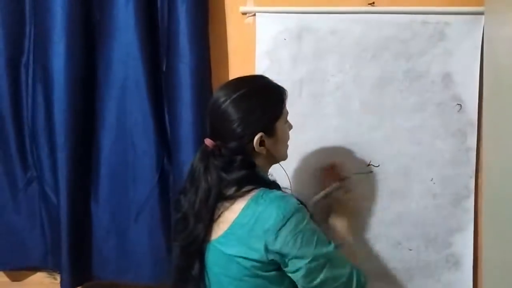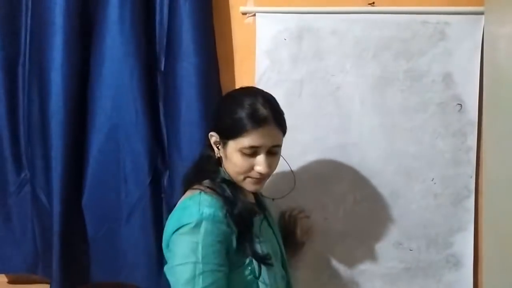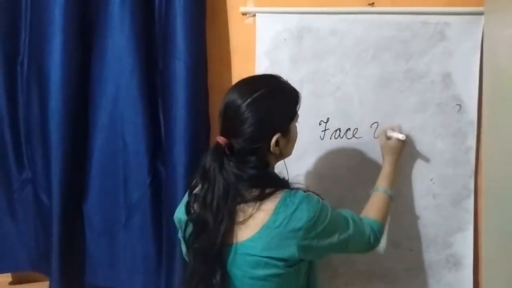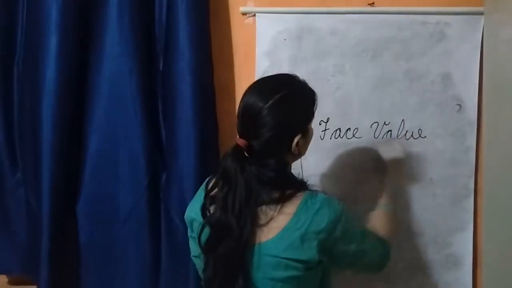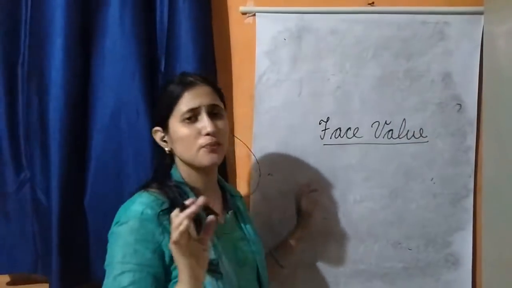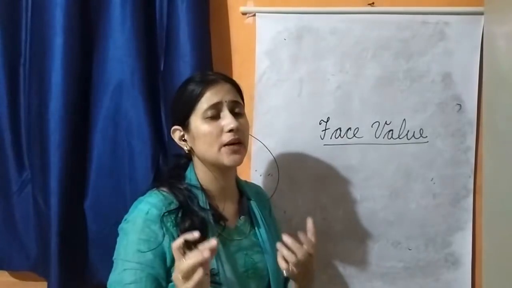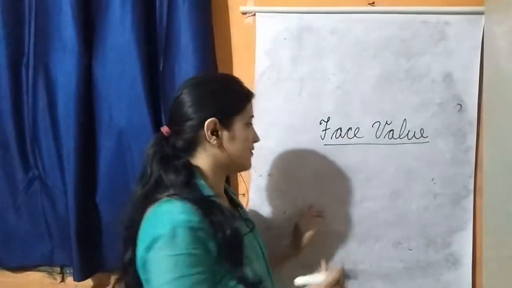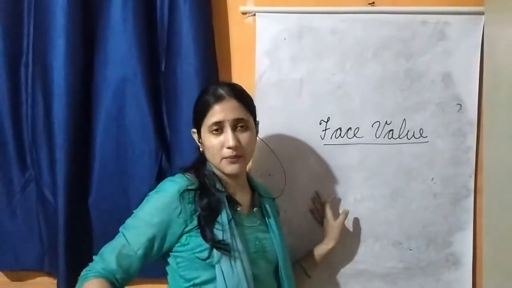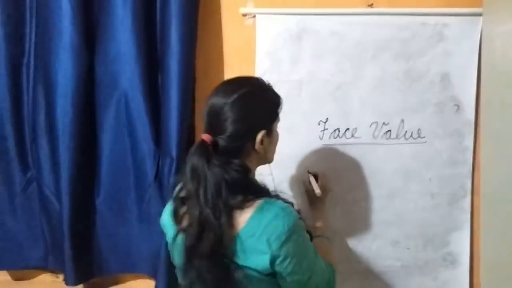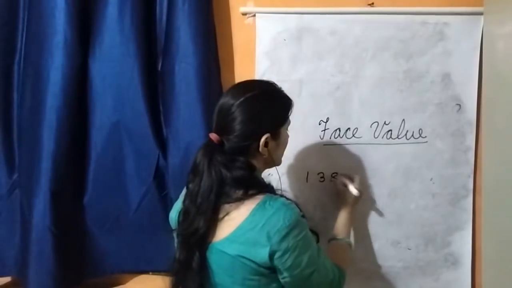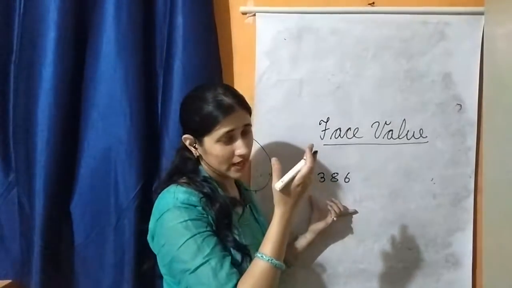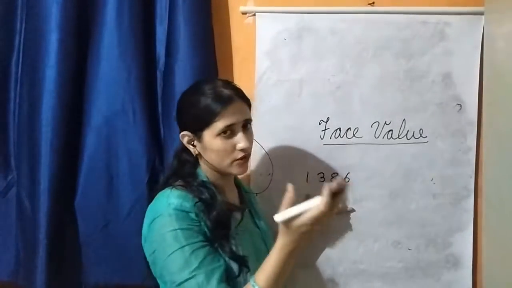I think I should explain face value also one more time. Face value, I explained to you in the previous video also. The face value of a digit in a number is the digit itself. For example, I am taking a number from your book only. Your first number is 1386.